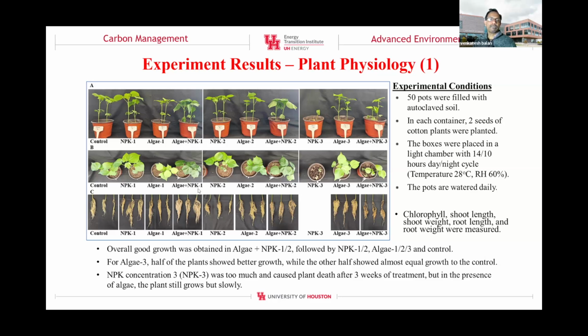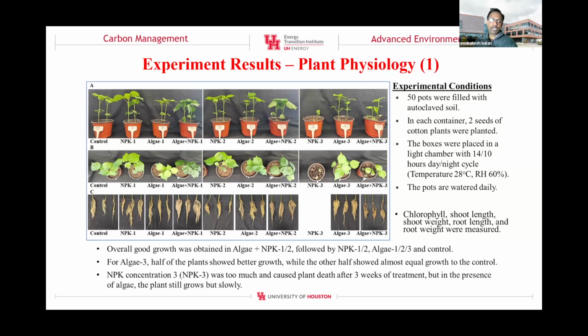So the combination of algae and fertilizer has a better rooting system, better stem formation, leaf formation, and also yield of the plant. So these studies helped us demonstrate that we can reduce chemical fertilizer by 50%. That is a significant number. If we can reduce the chemical fertilizer by 50%, that means we're reducing the emissions by 50%. So that is a win-win situation for us.